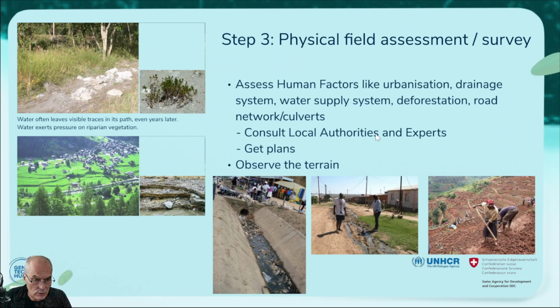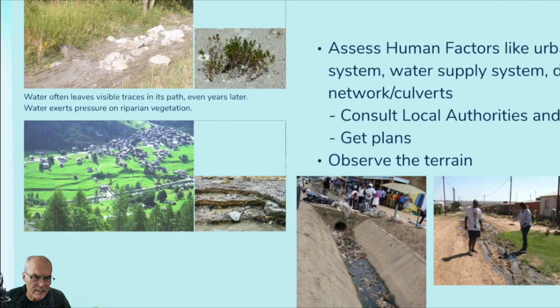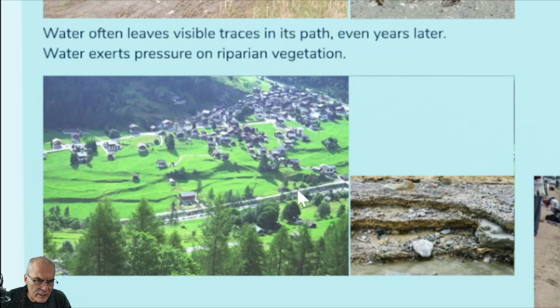Now, on the ground, how do I observe the terrain? Of course, water often leaves visible traces in the landscape. So you can see drainage, which is impossible to identify through satellite images. You can see terraces, like in the picture you can see here. This is obviously a river erosion of the past. Water can come up to here. You can see this type of erosion.